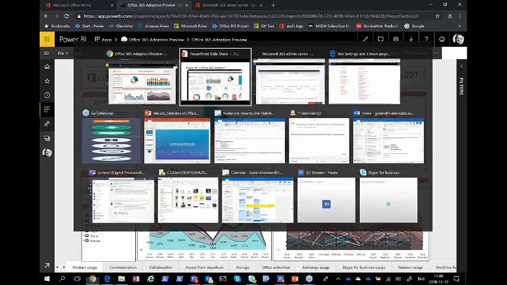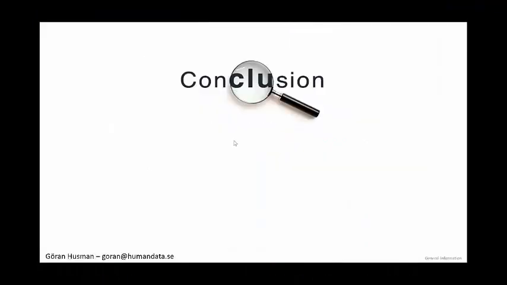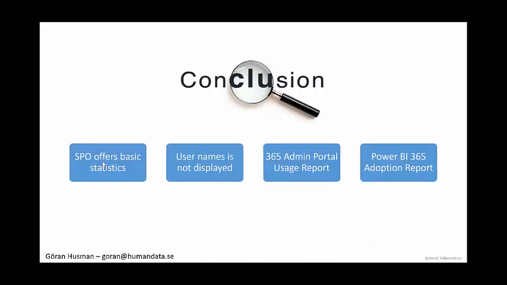And yes, going back to the presentation. If we look at the conclusion, we can say that SharePoint Online offers basic statistics, but you have no way of finding out what people are doing, except some of the reports actually mention the name, but then you don't see what they did, just that they've uploaded files or synced files, but not what files, for example. You also saw me showing the admin portal usage report, which is a nice overview of the activities in your 365 environment. And then finally, you saw me showing the Power BI report, the free Office 365 adoption report.